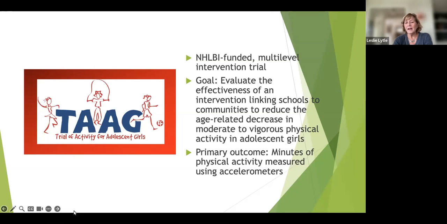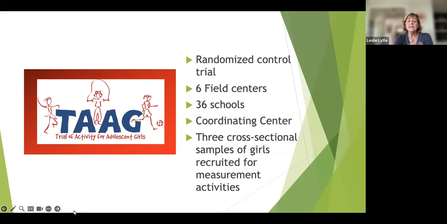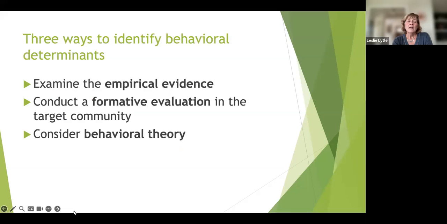Our primary outcome of TAG was minutes of physical activity measured through accelerometers. TAG was a randomized control trial. We were in 6 field centers across the country, 36 total schools. We had a coordinating center, and our analysis involved 3 cross-sectional samples of girls that were recruited for measurement activities. But of course, because this was a school-based program, all of the kids in the school were exposed to the intervention.